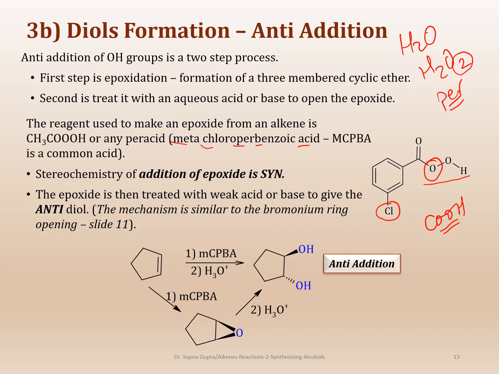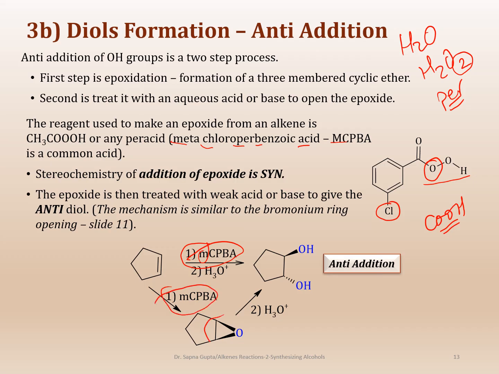So this is MCPBA, and this is the only per acid we are going to learn for now. Later on, you're going to do this again, so we're going to learn more, but for right now, just MCPBA is fine. Capital M is fine, small m is fine. Whatever you want to do is okay, provided you write MCPBA, because that's the first thing you need to do. And what does that do?